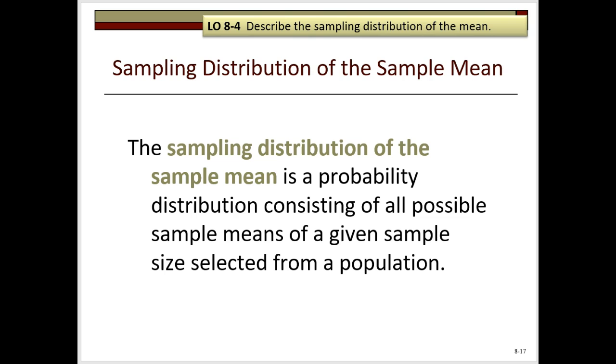The sampling distribution of the sample mean is a probability distribution consisting of all possible sample means of a given sample size selected from a population. This concept is the basis for the central limit theorem, which is introduced in a later slide of this chapter.